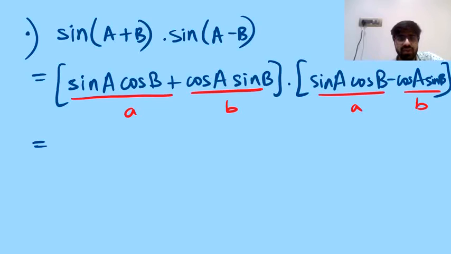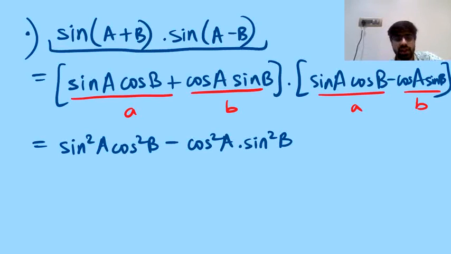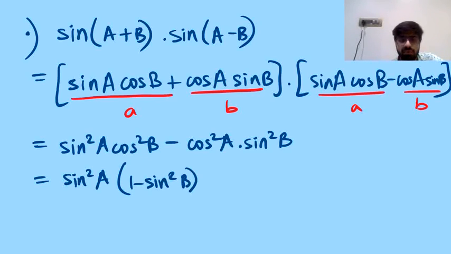So if we expand this, we will have sine square a cos square b minus the square of b, that is cos square a into sine square b. This entire expression that we are deriving is for sine a plus b into sine a minus b. We will try keeping it entirely in terms of sine. So to keep the full thing in terms of sine, we will prefer to write cos square b as 1 minus sine square b, and cos square a as 1 minus sine square a, into sine square b.